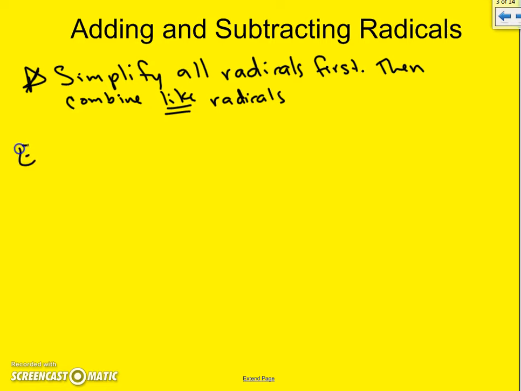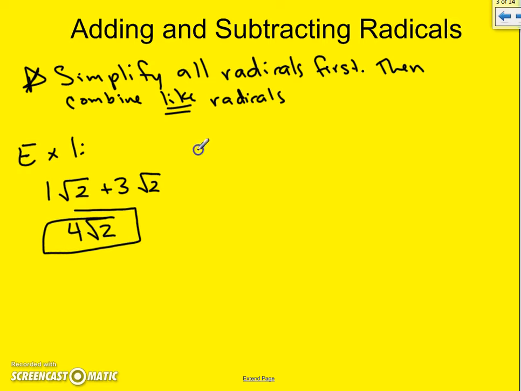So we'll go example 1, and we have the problem of 1 radical 2 plus 3 radical 2. Now, like we said first, we have to simplify all of our radicals, and radical 2 can't be simplified anymore. So then we are going to combine our like radicals. 1 plus 3 is 4, and we don't do anything with the radical 2, so my answer then is 4 radical 2. Okay, let's do another example.